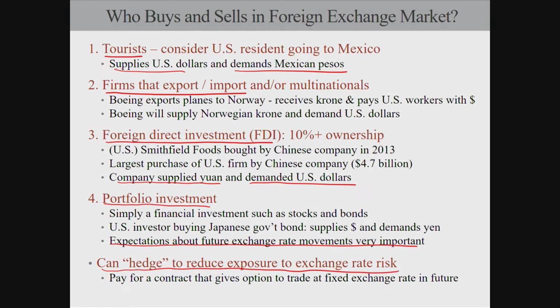If I buy, let's say, a stock in a company that is in the UK, I have two kinds of risk. First, what is the value of the stock in British pounds? But then also, how many dollars does it require to buy pounds? So sometimes people try to hedge to reduce their exposure to that risk.